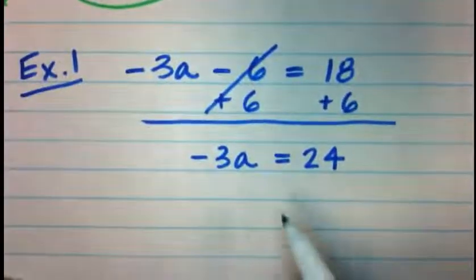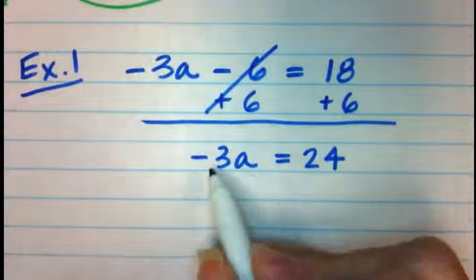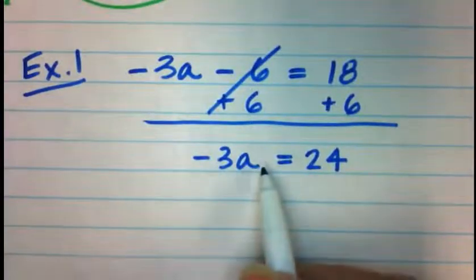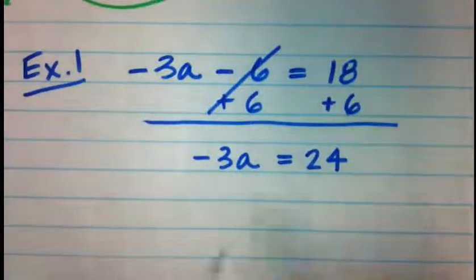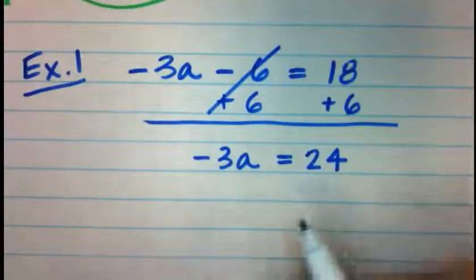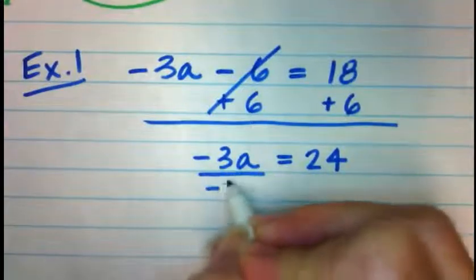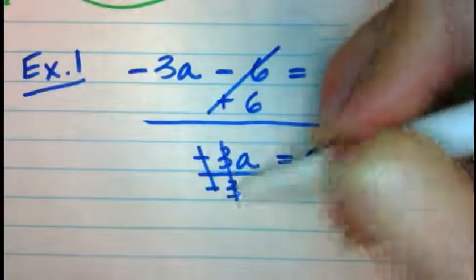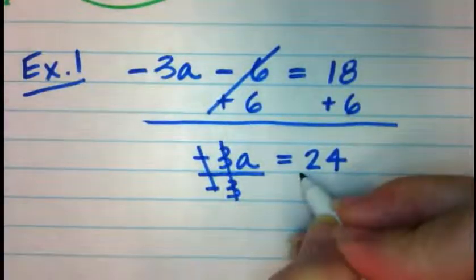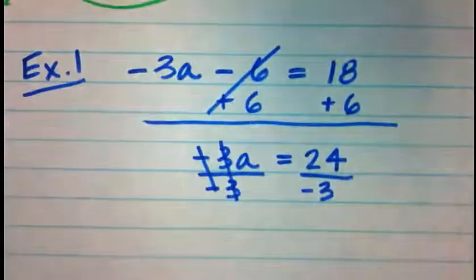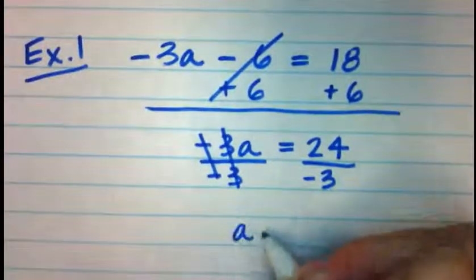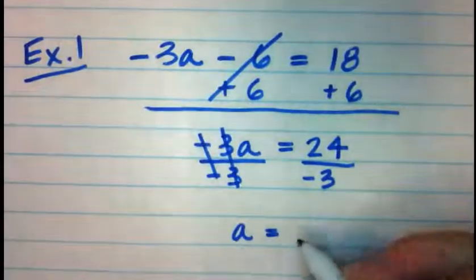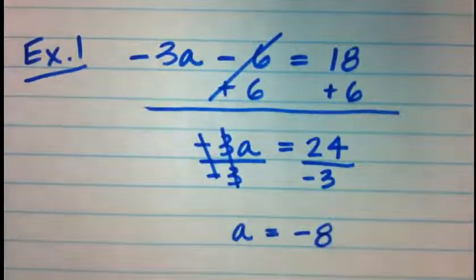So now we need to pull apart this negative 3, and the way to separate this negative 3 from the a is to do the opposite of what it is. And this right here is multiplication, and the opposite of multiplication would be division. So now the negatives cancel each other out and the 3's cancel each other out. But again, whatever we do to one side, we have to do to the other. So then we can go ahead and evaluate this. 24 divided by negative 3 would be a negative 8.